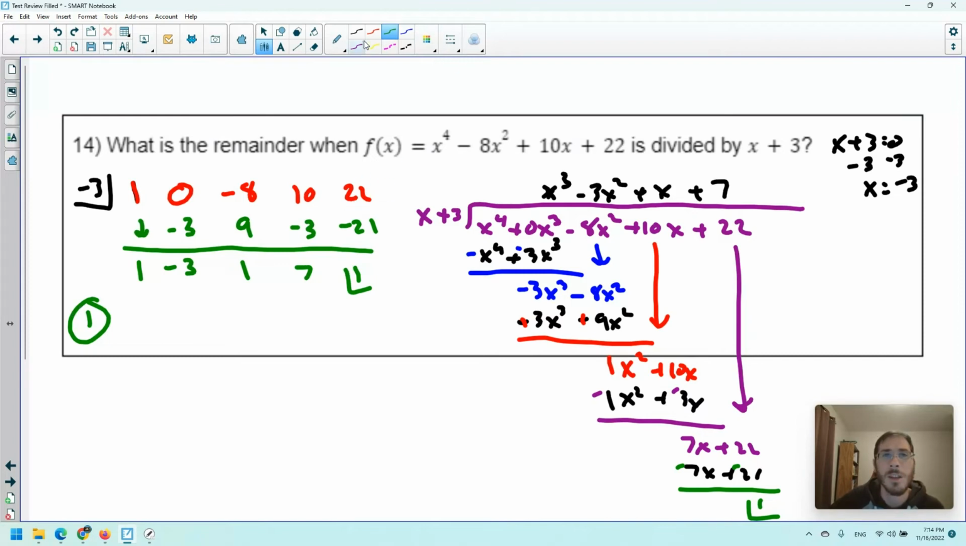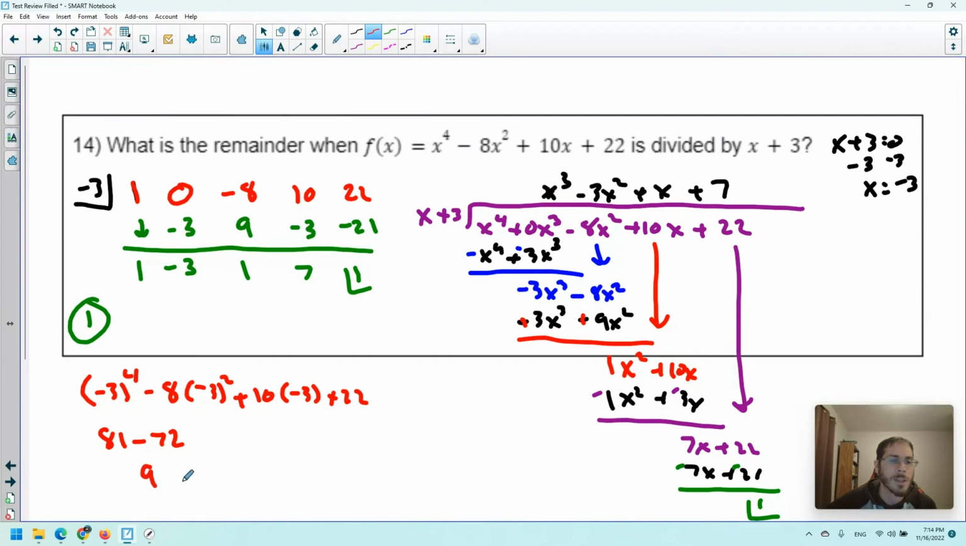If I really wanted to, I could even go a little bit fancier. I could actually plug in -3. So remember we said we were also allowed to plug in things using our remainder theorem. So if I really wanted to, I could find -3 to the 4th power minus 8 times -3 squared plus 10 times -3 plus 22. I'm allowed to do this as well. This is going to be 81 minus, that's 9 times 8 is 72. So I know that that's 9. Minus, because that's a negative, so 30 plus 22. So -30 plus 22 is -8. So 9 minus 8 is 1. That worked out too.